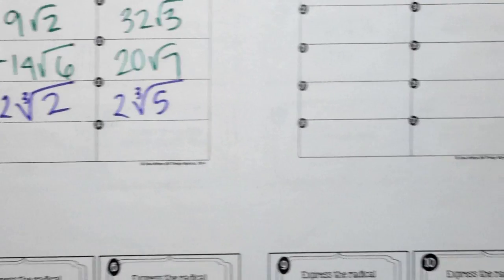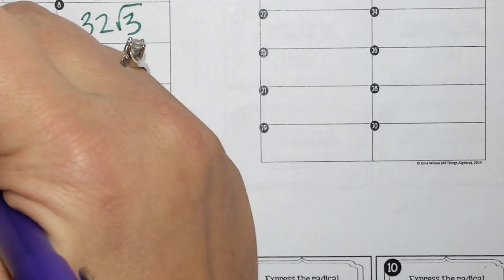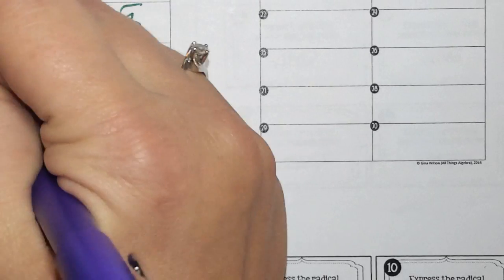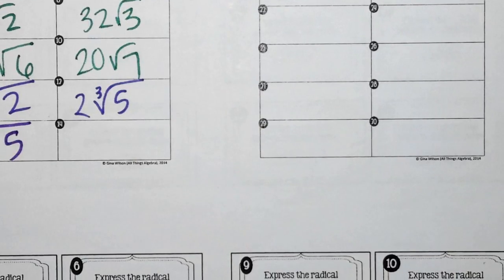Now, can you guys go back and do 14, 15, and 16 in your group? We are fixing 14, 15, and 16.